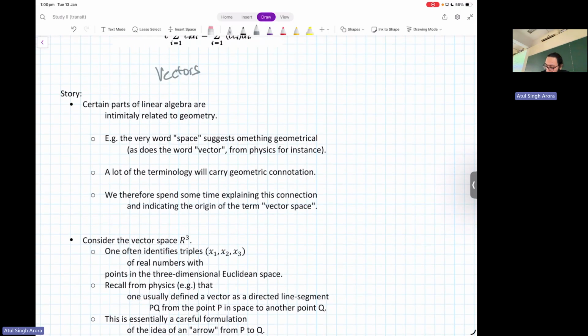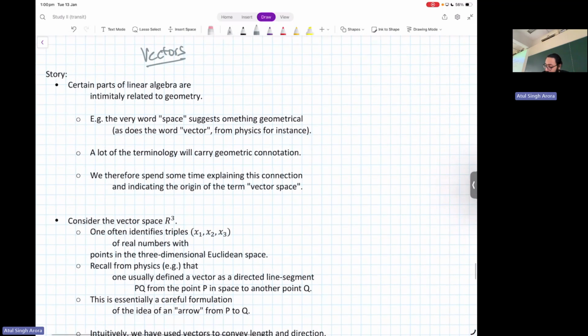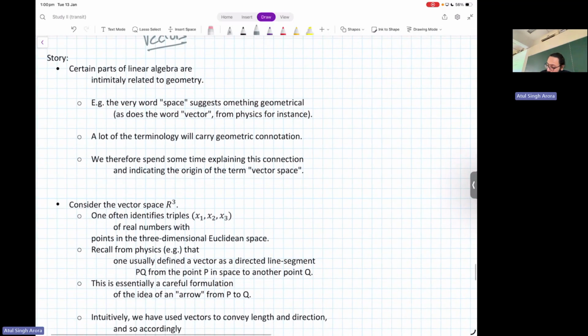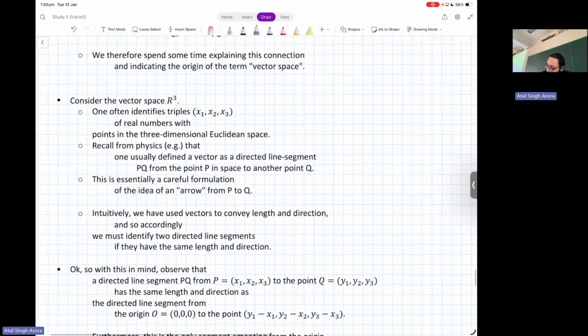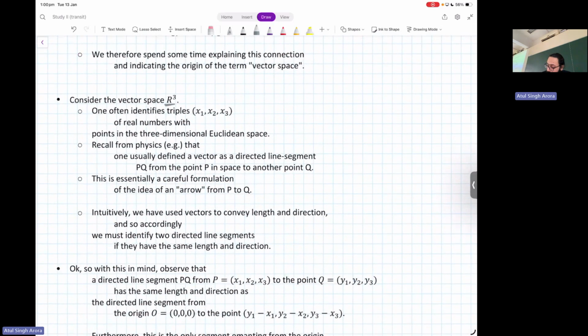Okay. All right, so let's start with vectors. What we're now going to do is generalize the notion of vectors. We're going to make it much more abstract. So let's consider the vector space R3.